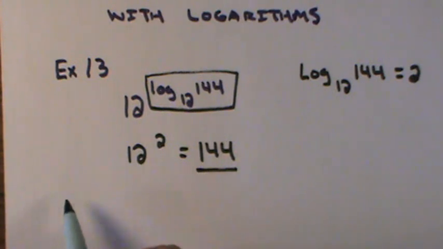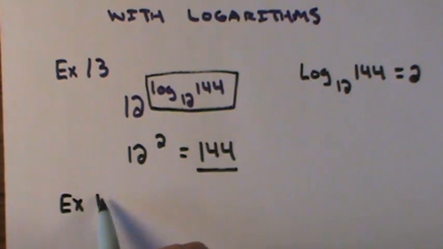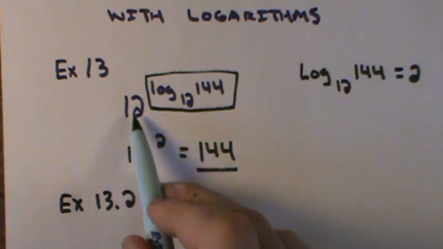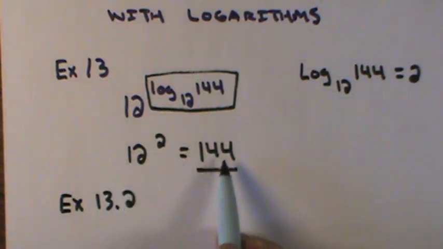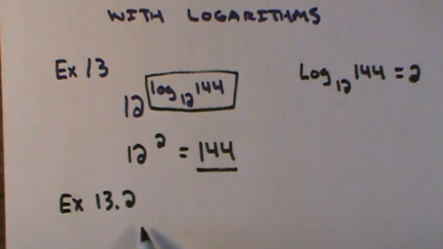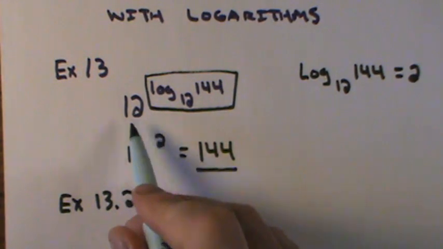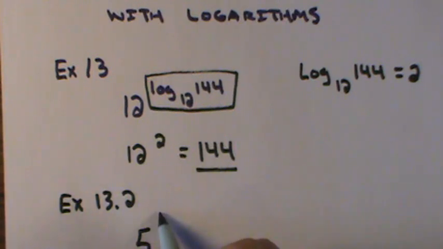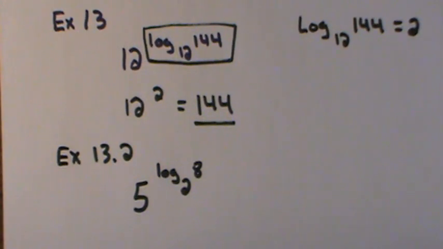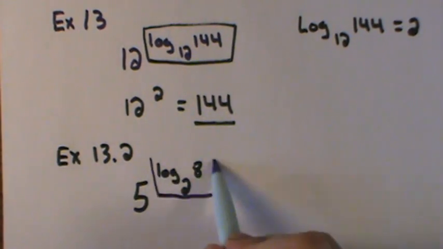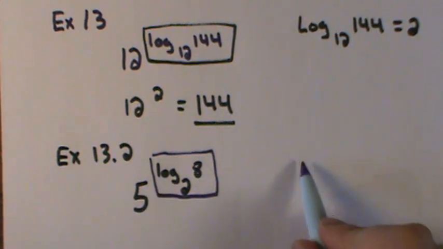Let's do another one. Actually, I'm going to call this 13.2. We'll do the similar concept here, except let me start with a different base, because I think maybe that's a little confusing as to why that just kept going back and forth. Let's say I had a 5 here instead of the 12, and I raise it to log base 2 of 8.